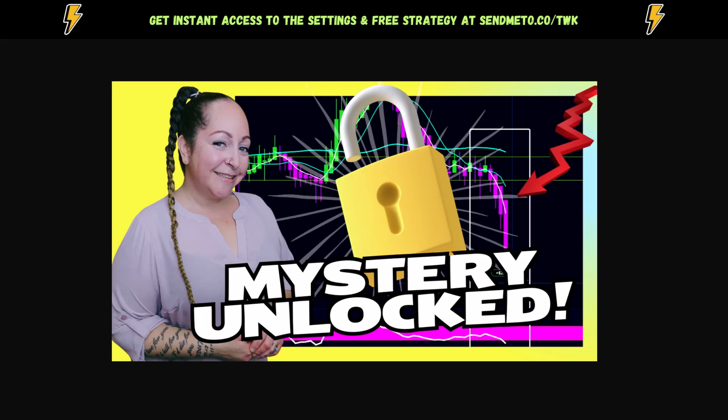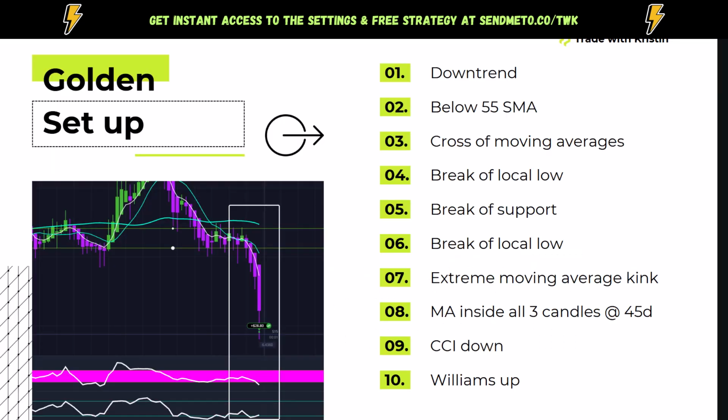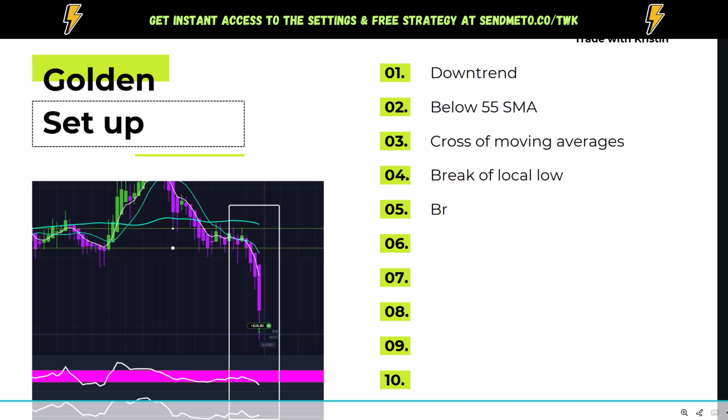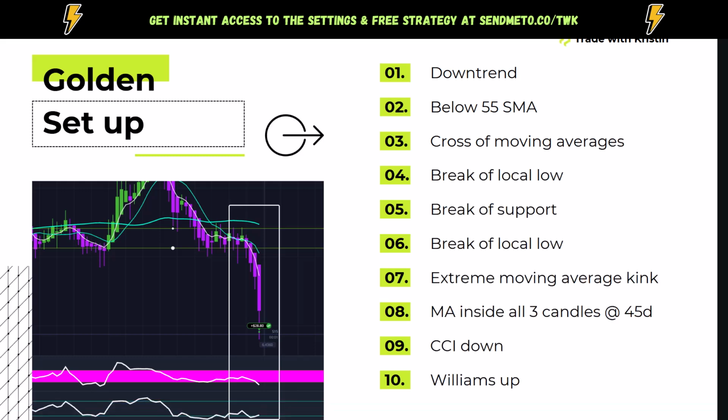Back to my channel, where we're going to go over the most predictable and profitable strategy that I have ever created in my entire trading career, and I've been doing this for 3 years. All right, so check out the image on the left. This is called the golden setup, and these are the 10 steps. We have written it down, we've broken it down, and I'm going to show you live on the charts exactly what this setup looks like, and then you can go and implement it yourself on the charts.